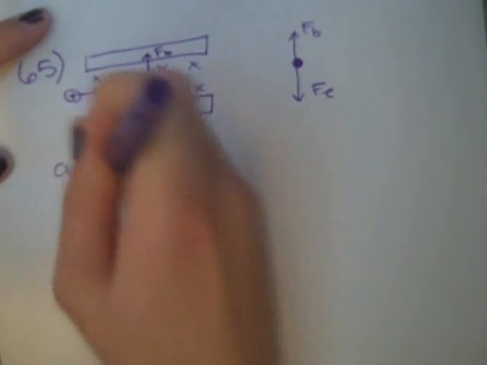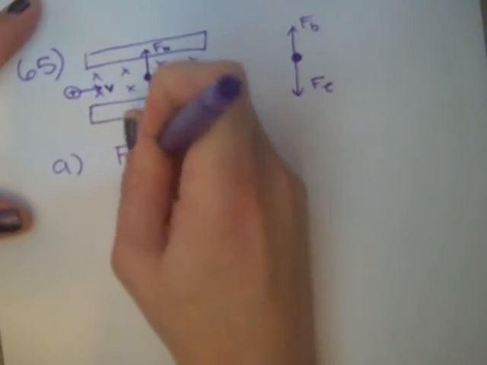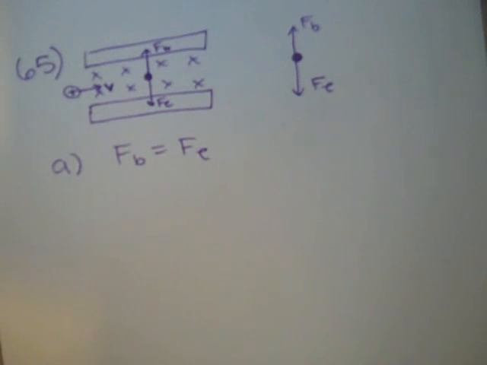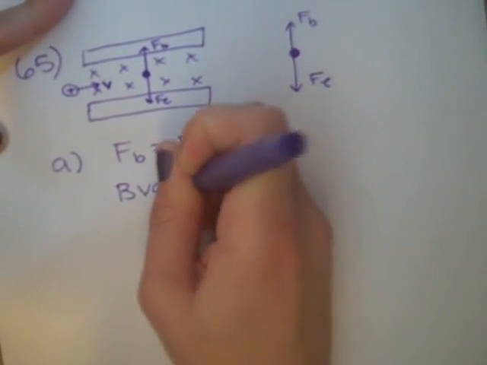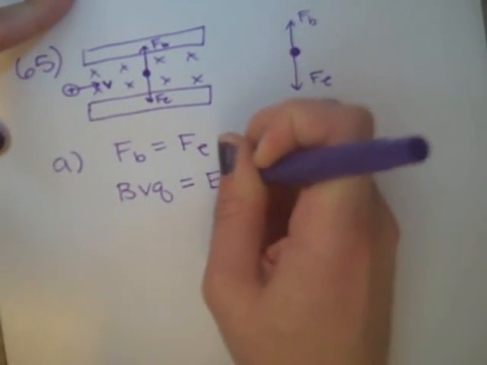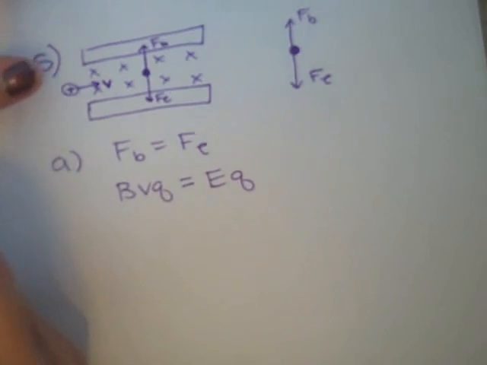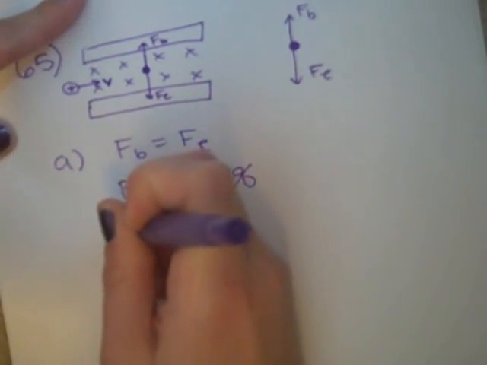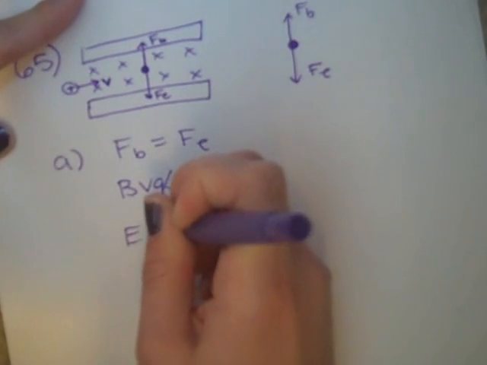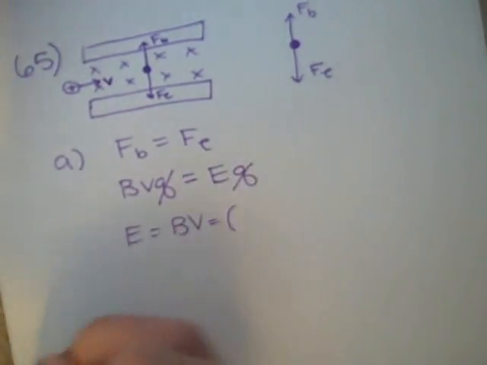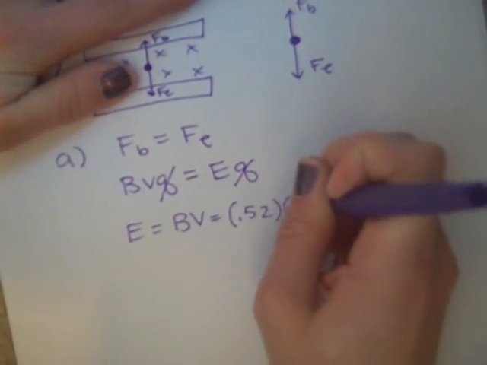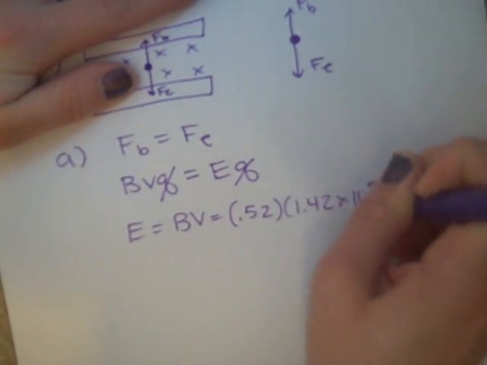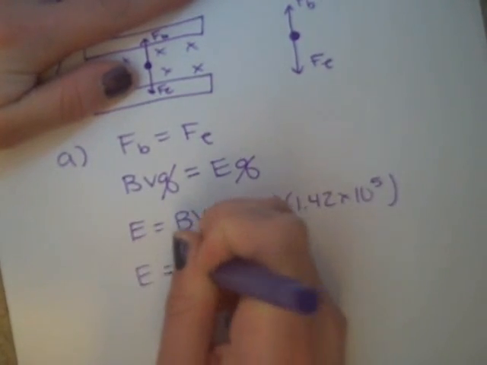And in part A then, your key is that you want your magnetic force going up to be balanced by your electrostatic force going down. And so for a little particle, your magnetic force is B times V times Q, and that's going to be equal to your electric force, which is E, the electric field, times Q, the charge of the particle. And you can see your Q's will cancel, and your electric field then will be B times V. And they tell you that the magnetic field is 0.52 Teslas, and the velocity of the particle was 1.42 times 10 to the 5th meters per second.